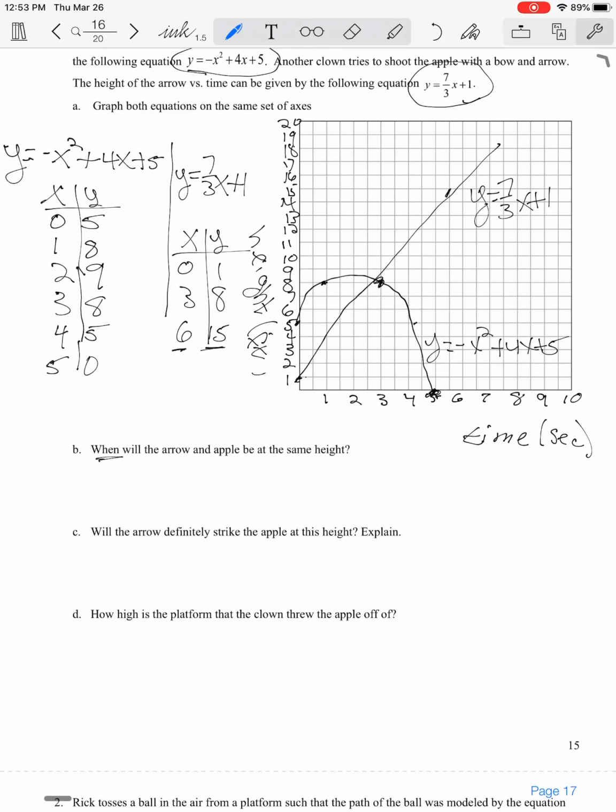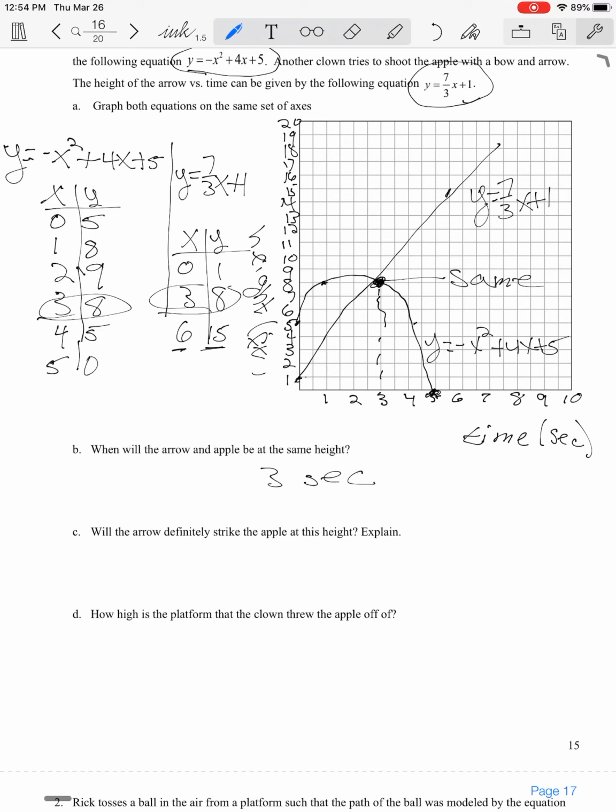B says, when will the arrow and the apple be at the same height? So I look and I see here is where they're going to cross. That is the same height. I can also look at my table and I have my point, (3, 8). I do not write the point (3, 8). They're asking when. So I know that's at, let's see, 3 seconds.